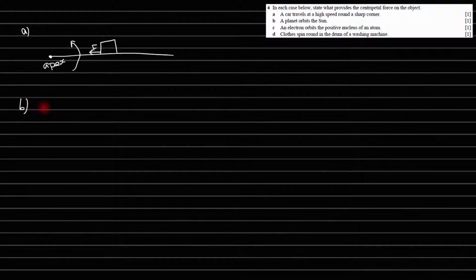Part B, a planet orbiting around the sun. Well, say if we have the sun here, planet out here, then what's providing this centripetal force in this case? Well, there'll be a force of gravity due to the sun acting on the planet, acting inwards, and that is what is providing the centripetal force in this case.